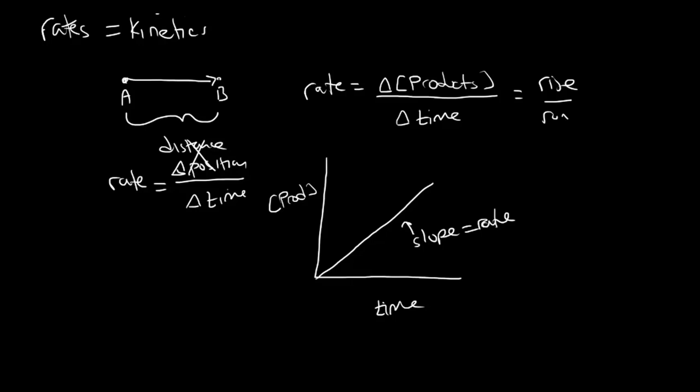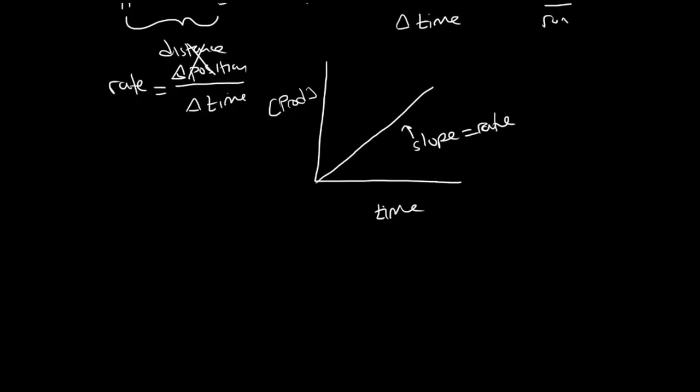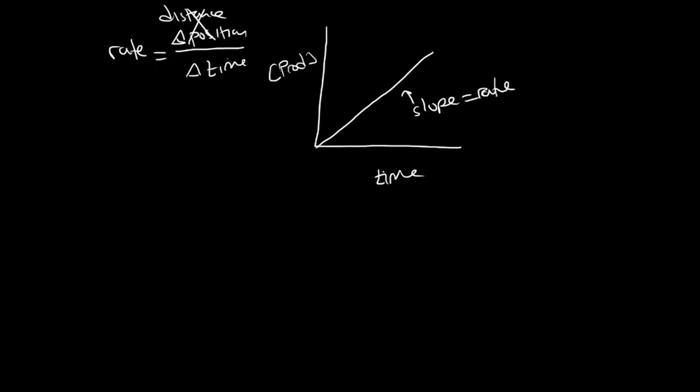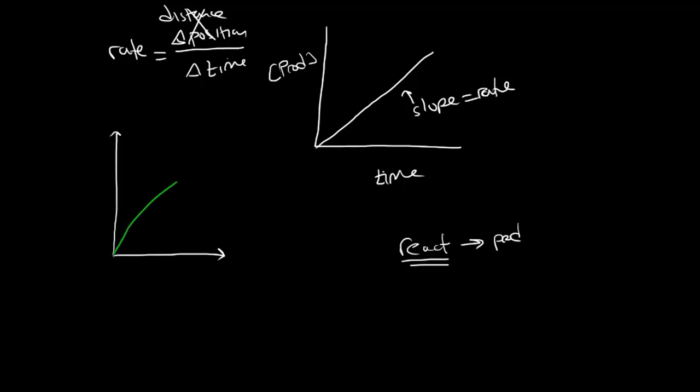Okay, but what is really important to note here is that the rate of the reaction will change as a reaction proceeds, right? So hopefully, if we think about this, we have reactants becoming products. So as reactants get consumed, the reaction will naturally slow down because there's less of an opportunity for reactants to interact with each other.